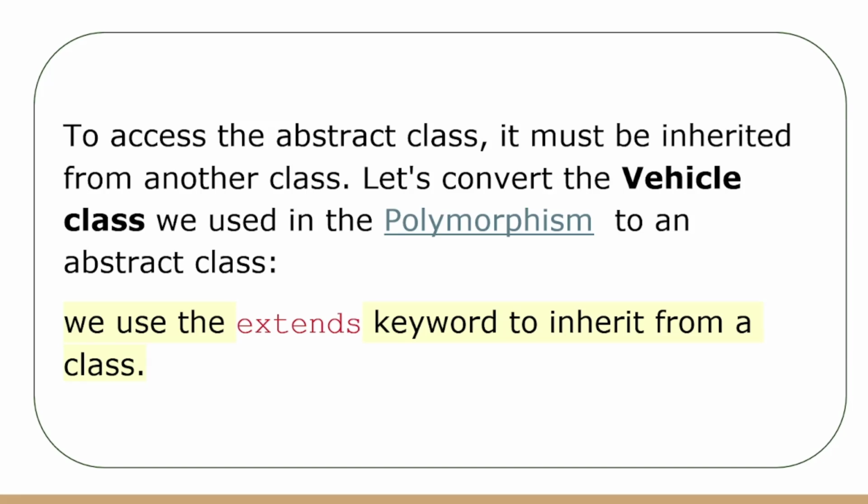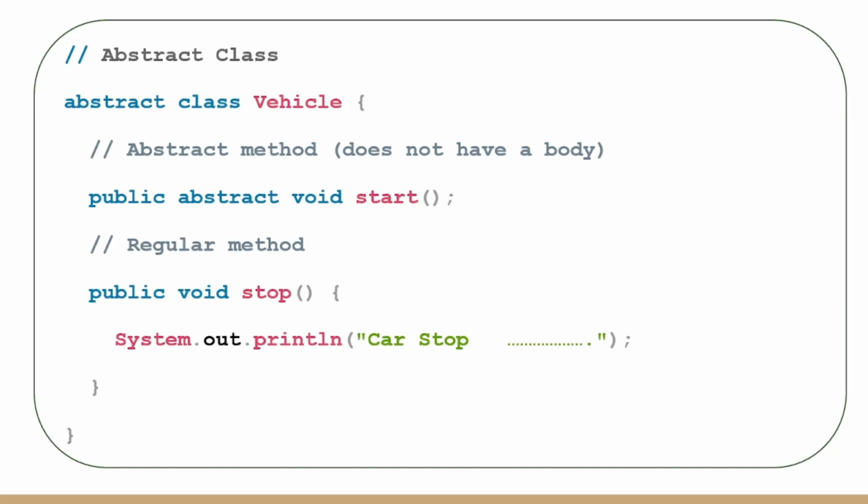Let's convert the vehicle class we used in polymorphism to an abstract class. When we implement class with class, where we want to extend, we use the extends keyword. When there is a class and an interface, there we use implements. People also ask when we should use extends and when we should use implements. This concept is really crucial here.